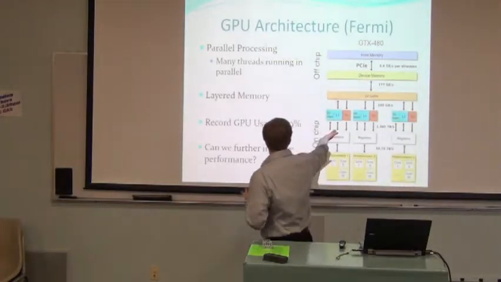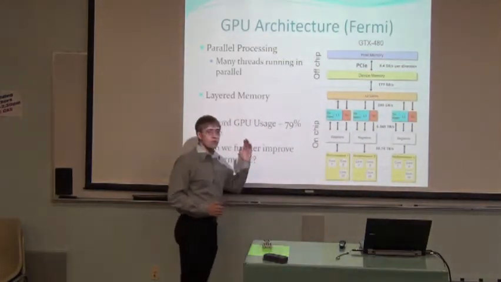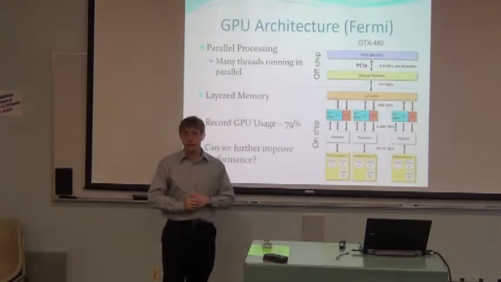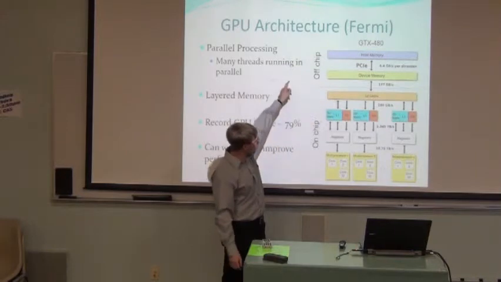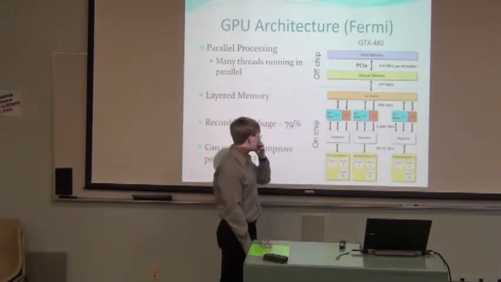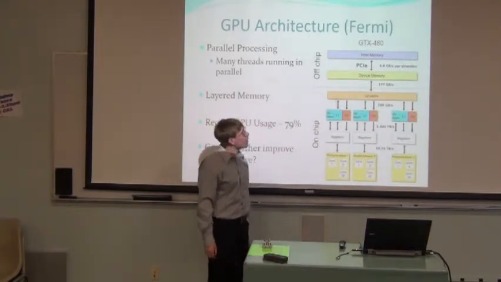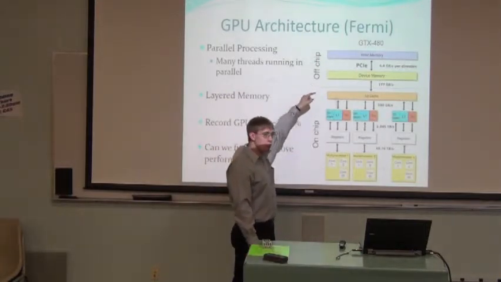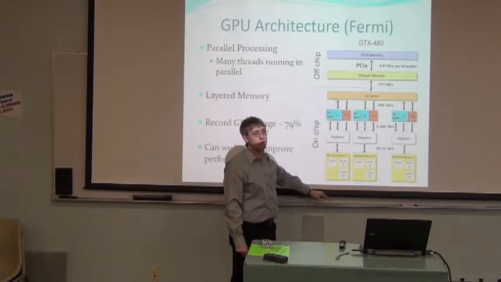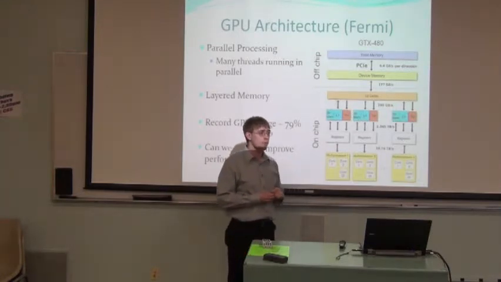So this is what a GPU looks like. It seems really complicated, and it is very complicated. Here we have off-chip, which is the main computer, and on-chip, which is the graphics card. You don't need to understand all of the graph, but you can see we have different layers of memory. As you move further down the chart, you have lower level memory.